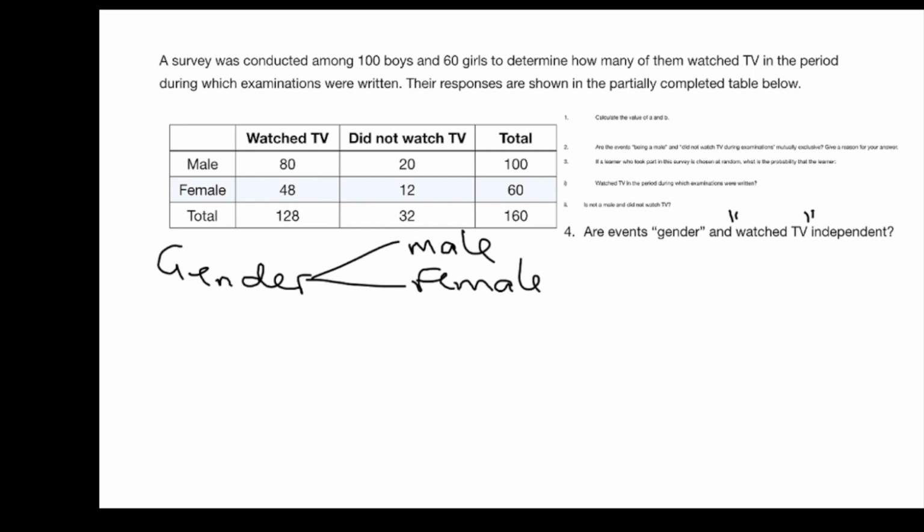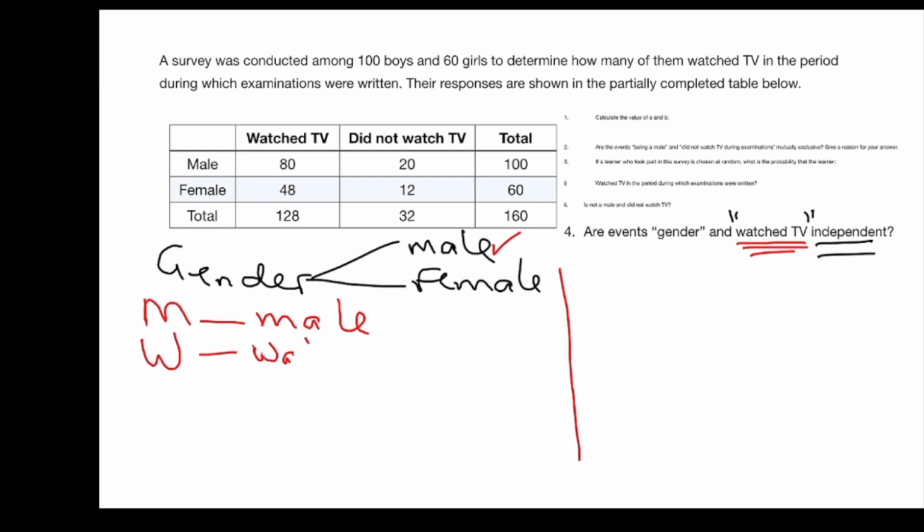So gender means male or female, and we are checking whether gender and watched TV are two independent events. I want to pick male. I could have picked female. I'll pick female later on and show you that the answer is the same. So I want to pick for my gender, a male. So I'm comparing two sets. M for male. Then watched TV, I'll put it as W, because I don't want to write a lot of things.